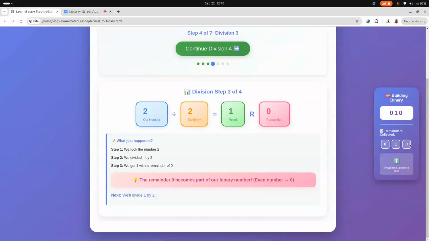So we add the 0 here. Remember, the first time we got 0, second time 1, this third time we got 0. So we are putting all those remainders here as our collection. And now the result is 1. We still need to divide this 1, this quotient 1 that we got as a result. So we need to divide it by 2.